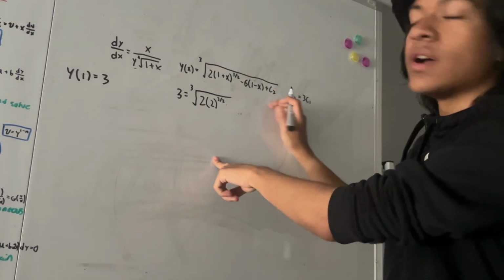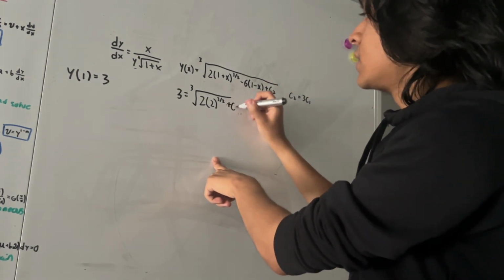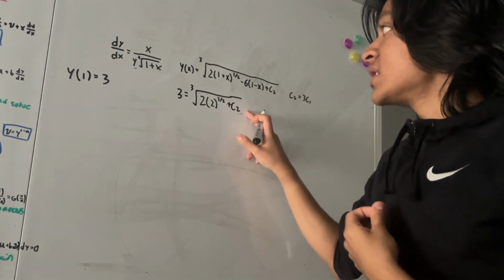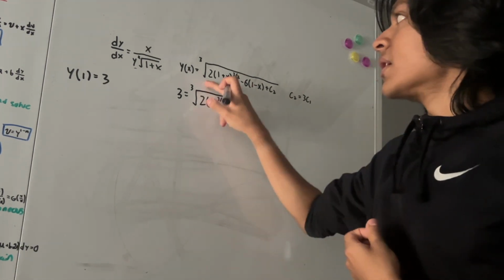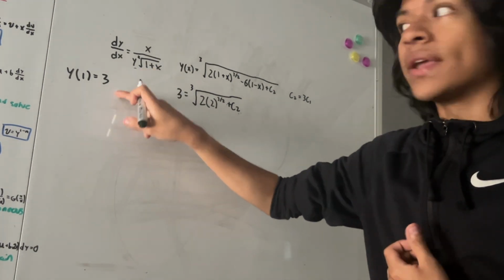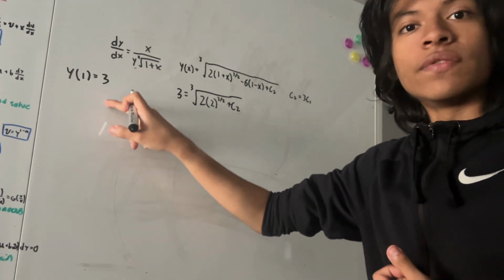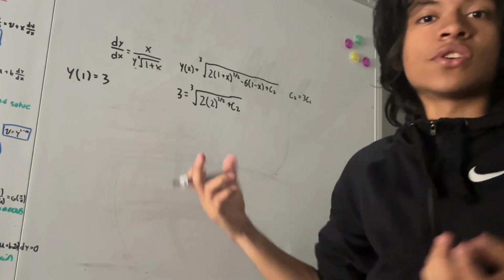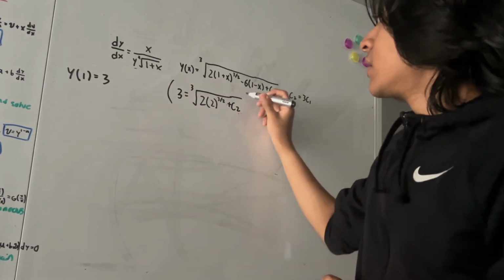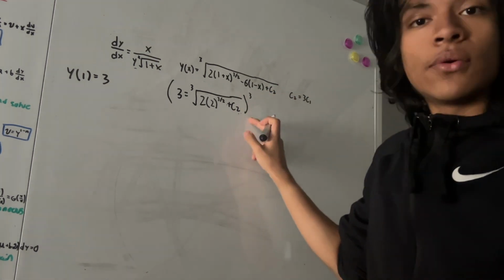And we're left with our constant, so plus C2. All we're really doing is solving for this constant, which gives us the equation that passes through this point right here. This is called the initial value, where we just want the curve to cross it.